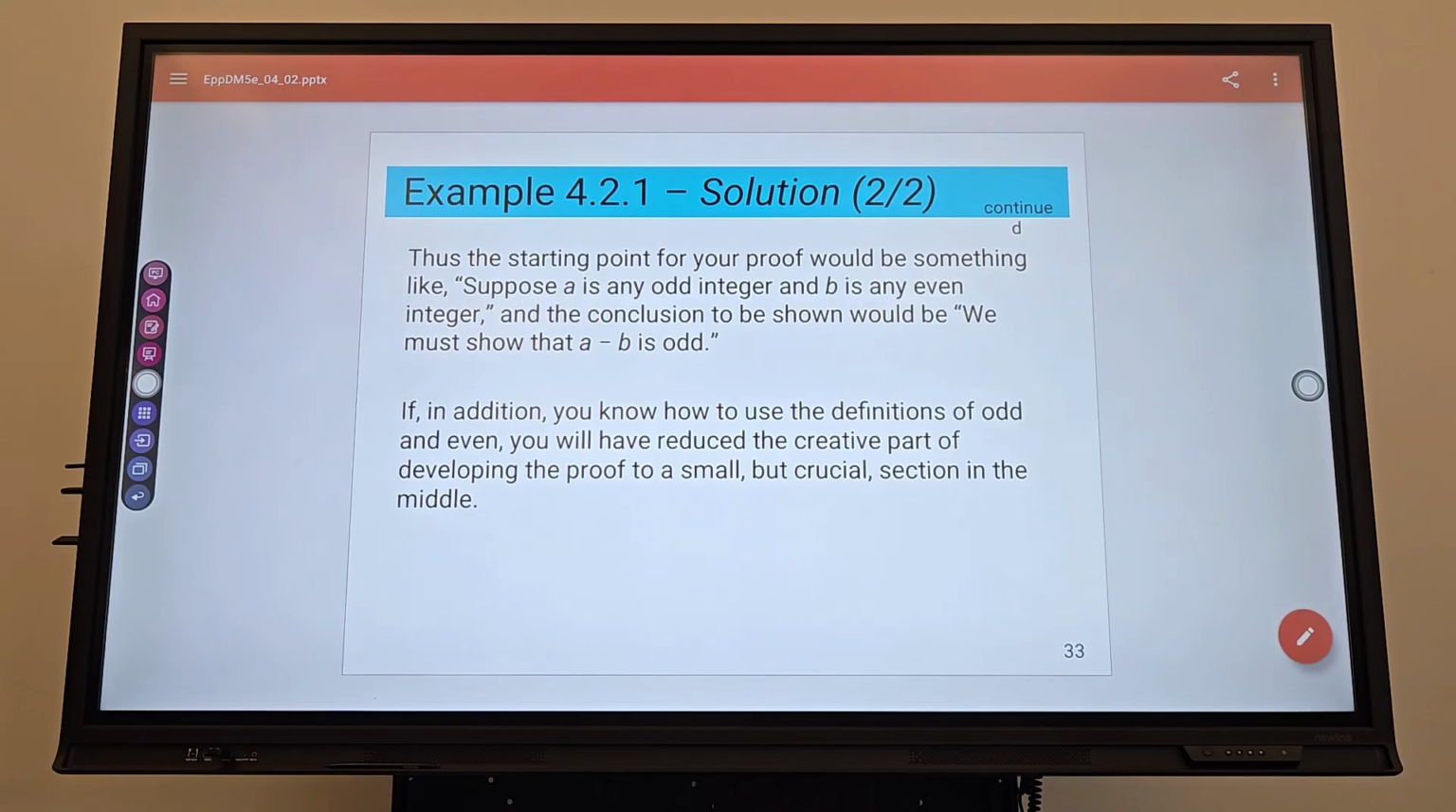If, in addition, you know how to use the definitions of odd and even, you will have reduced the creative part of developing the proof to a small but crucial section in the middle.